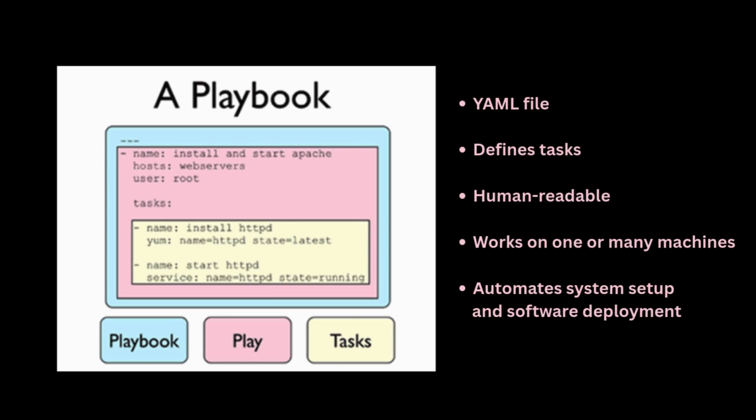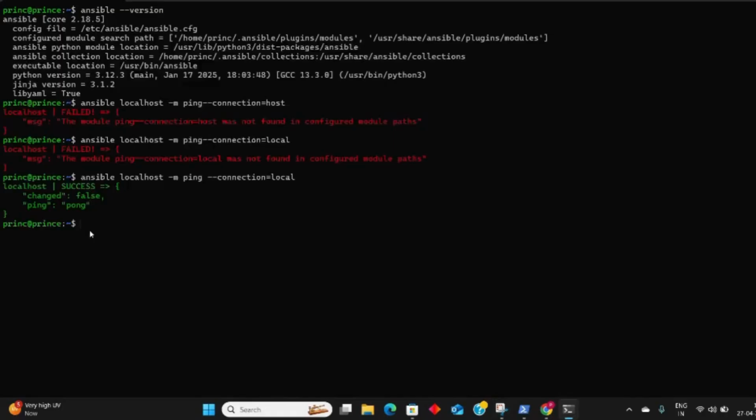So what is an Ansible playbook? Before we jump into writing a playbook, let's quickly understand what it is. An Ansible playbook is a file where we write instructions that Ansible will execute on our remote machines. It's written in YAML format and can contain multiple tasks like installing packages, configuring services, or even setting up user accounts.